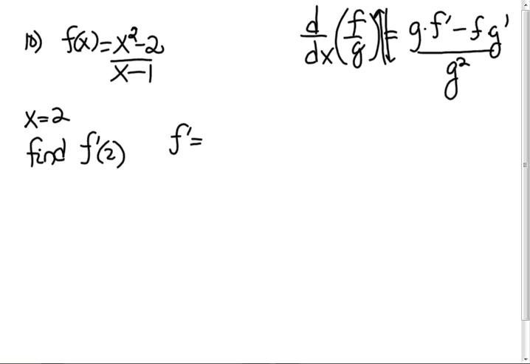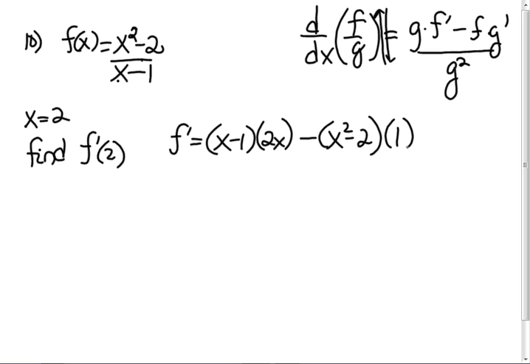This isn't that hard. It's the denominator, which is what? X minus 1 times the derivative of the numerator. What's that? 2x. Don't put the 2 in yet. Minus the numerator. Guys, look at that. X squared minus 2 times the derivative of the denominator, which is 1. All over the denominator squared, which is x minus 1 squared.